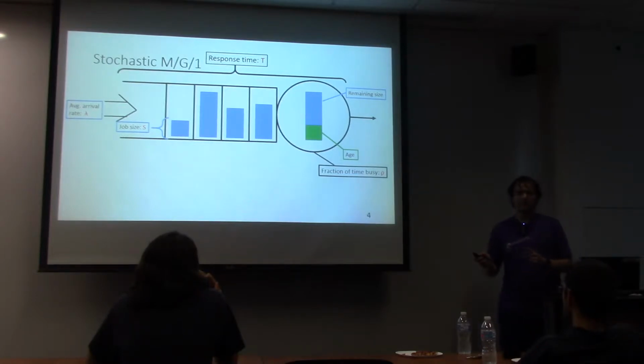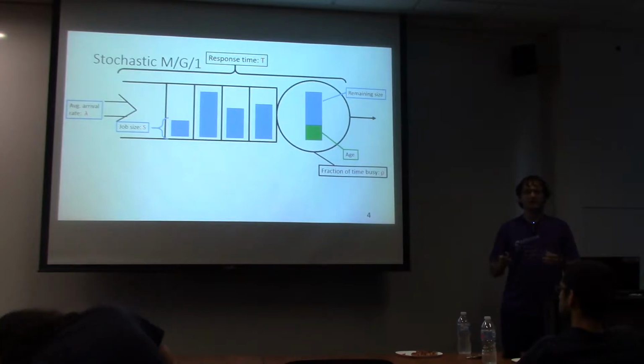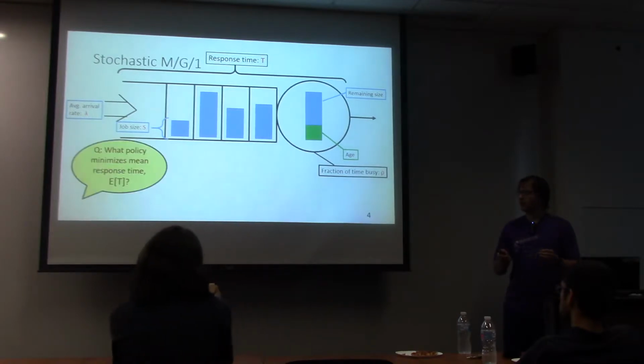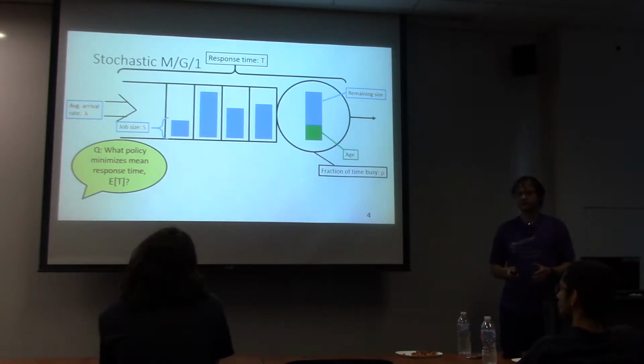All right, so that's busy periods. Now, let's get back to our important question. We want to choose a scheduling policy to minimize mean response time over all jobs. So here's a question. What policy do you guys think might minimize mean response time over all jobs? That's E of T.